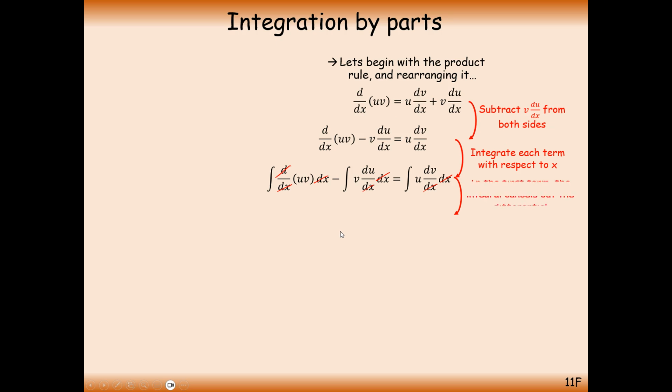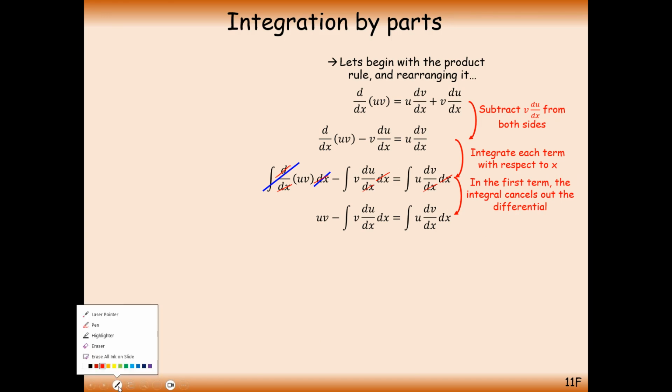So we get this expression here where we have u and v, subtracting the integral of v du by dx with respect to x. So in fact we can leave these integrals and cancellations alone and think of our integral to be this section here, given on the right side of the equation.